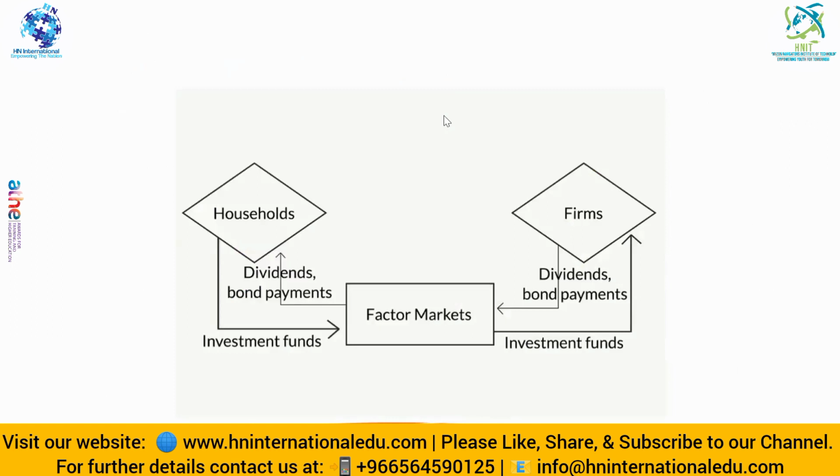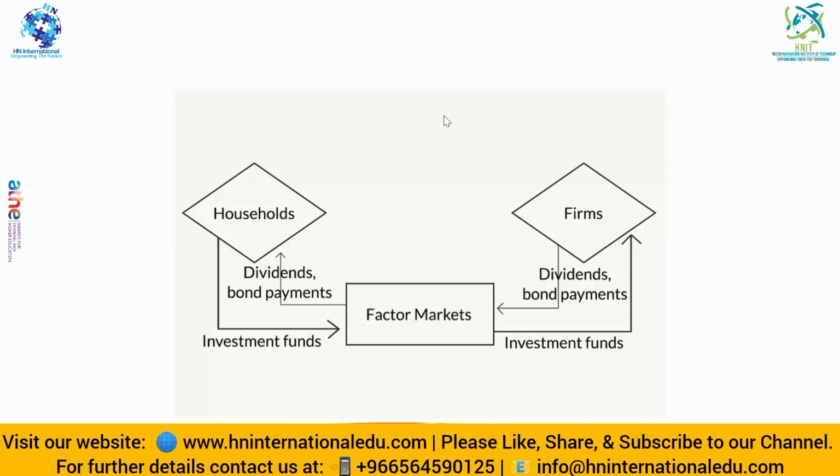First one is the household, and then the other one is firms. Now the main market is the factor market. Households are giving the investment into the factor market. Investment is what? Money, in terms of spending on the product. It goes to the firm.